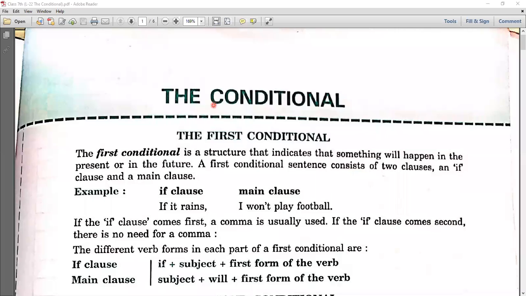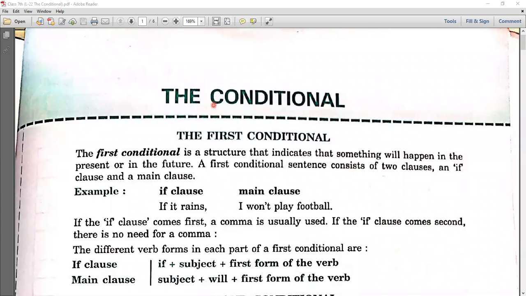Today our topic is the conditional. Today we are going to read about the conditional sentences. First, I would like to tell you what is a conditional sentence. A conditional sentence is made of two clauses, okay? One beginning with if and one main clause.